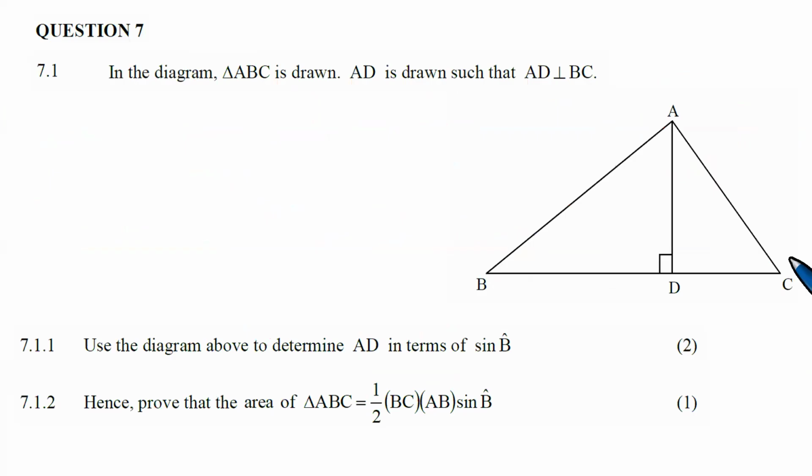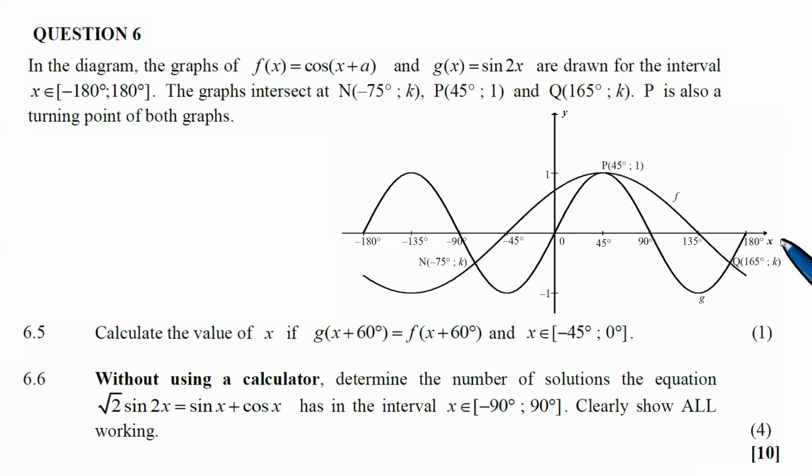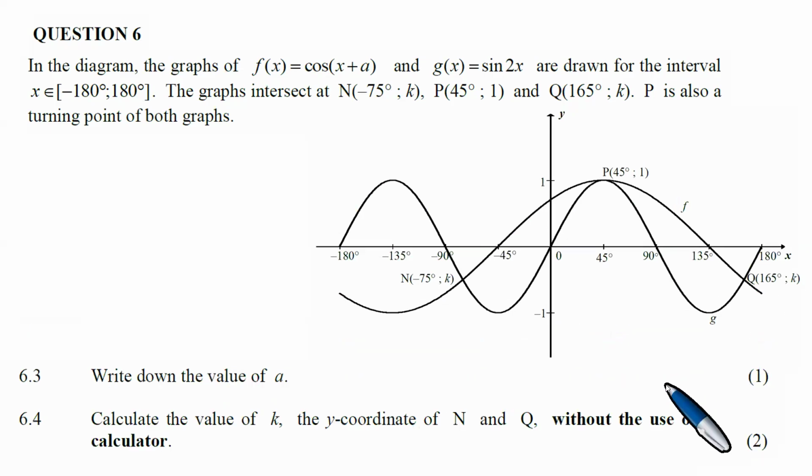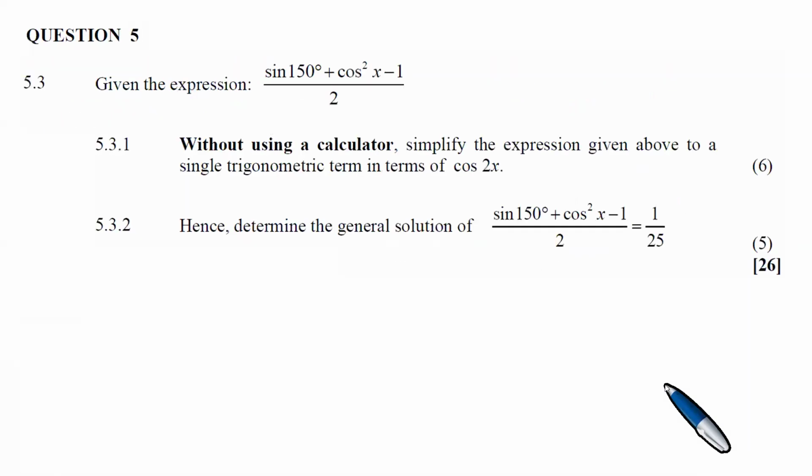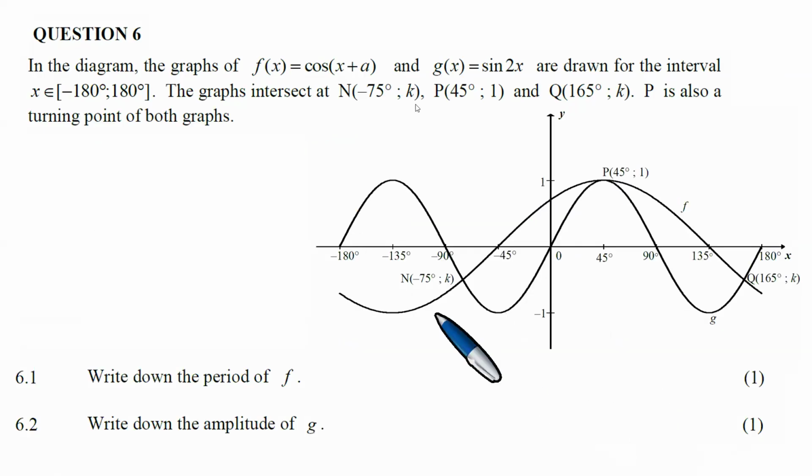Now, I want us to look at the graphs a little bit. In the diagram, the graphs of f of x equals cosine x plus a and g of x equals sine 2x are drawn for the interval minus 180 to 180. The graphs intersect at n equals minus 75 degrees and k, and P has coordinates 45 degrees and 1, Q has coordinates 165 degrees and k. P is also a turning point of both graphs. Write down the period of f.